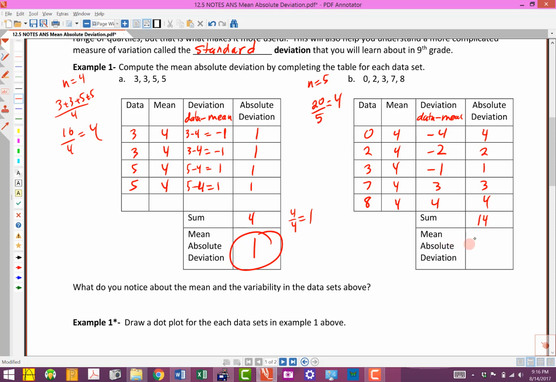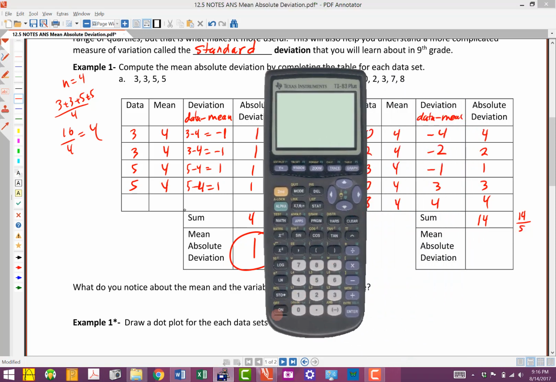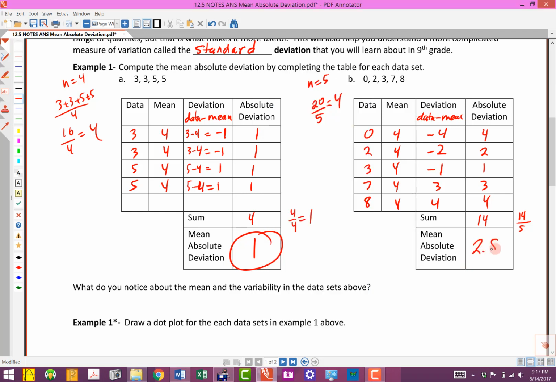Now the mean absolute deviation means we're going to take that sum and we're going to divide it by however many there were. Remember, there were 5. So we're going to divide by 5, and if you do 14 divided by 5, I think you're going to end up with 2.8, but let's just double check and make sure. So we'll turn this on, clear this off. We're going to do 14 divided by 5, and we end up with 2.8. So the mean absolute deviation on this one is 2.8.